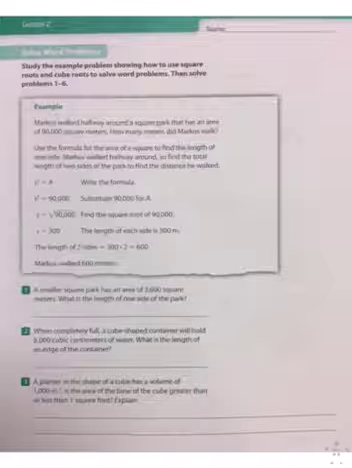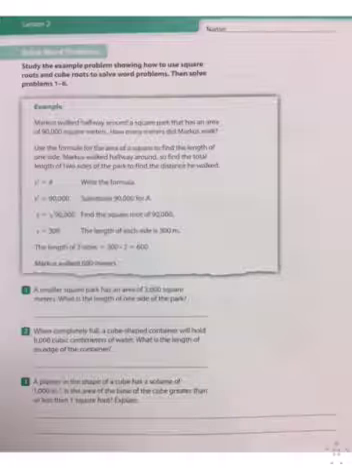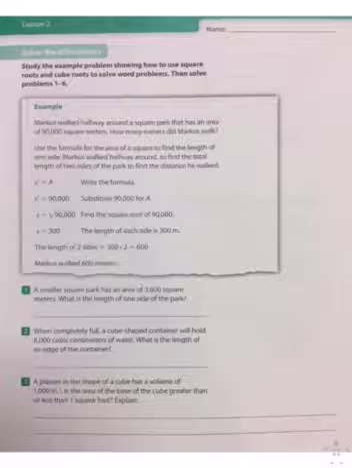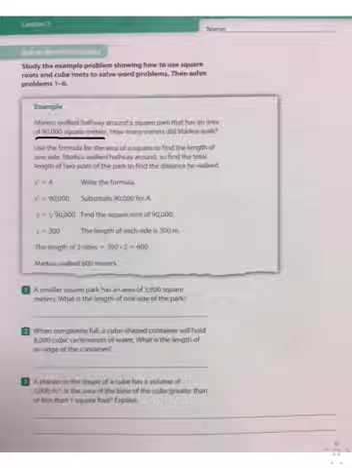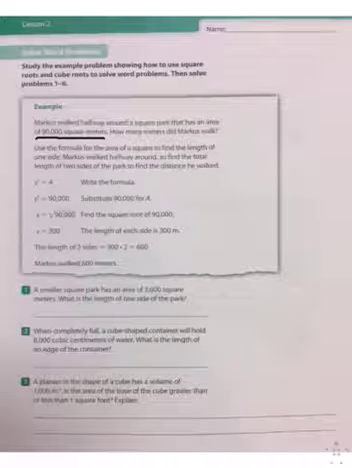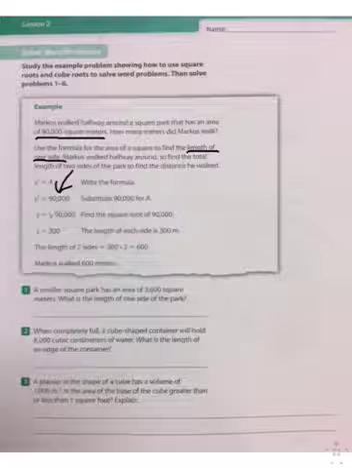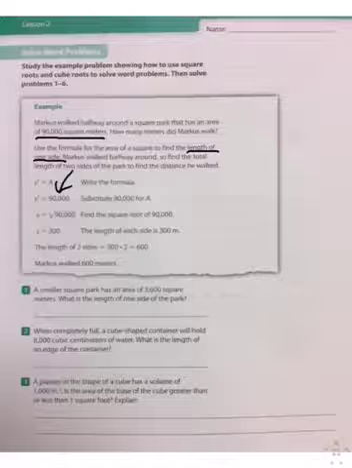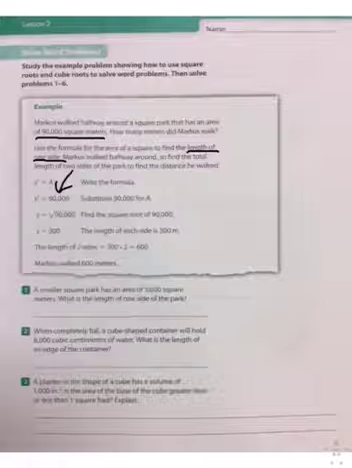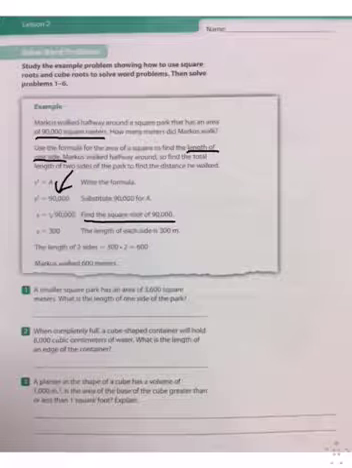Okay, so for number 1, it says a smaller square park has an area of 3,600 square meters. What is the length of one side of the park? This is just going back to our example problem where they were given an area of 90 square meters and then they had to find the length of one side. To solve that, they had to find the square root. So that's exactly what we're going to do.